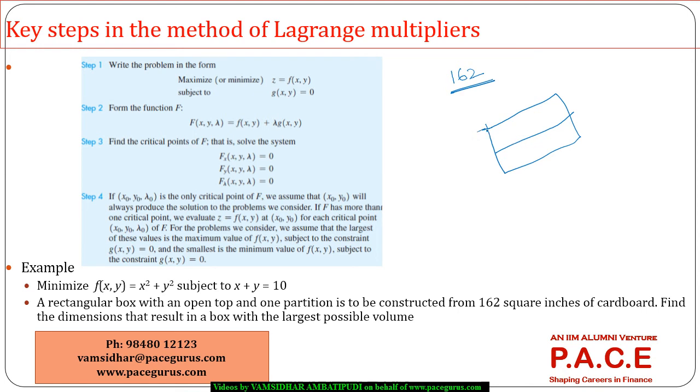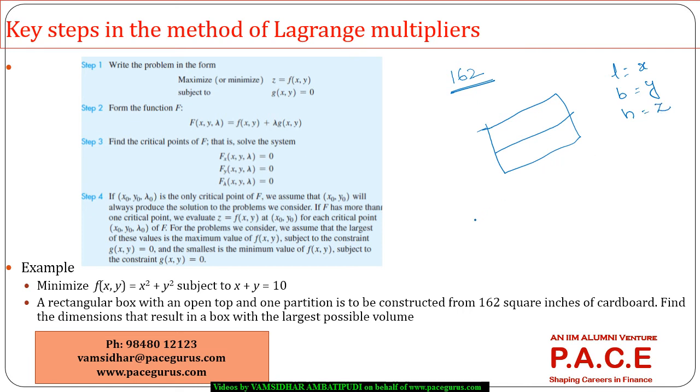So there is an open top. So basically there is a bottom, four sides, and a partition in the middle. Find the dimensions that result in a box with the largest possible volume. So I'll take the length to be some x, breadth to be some y, and height to be some z.